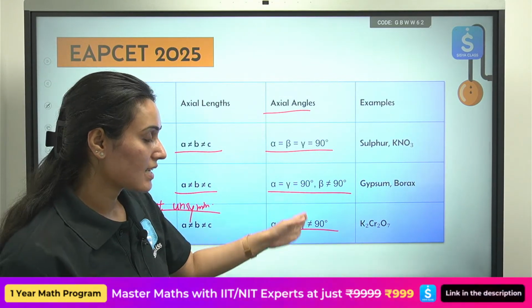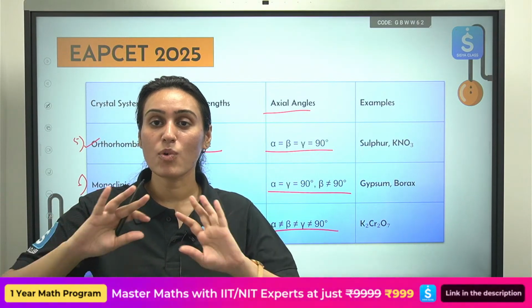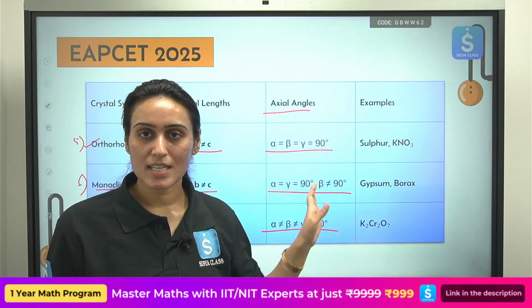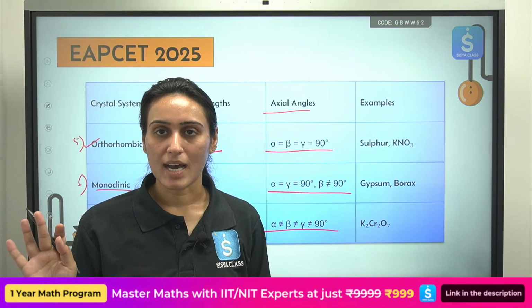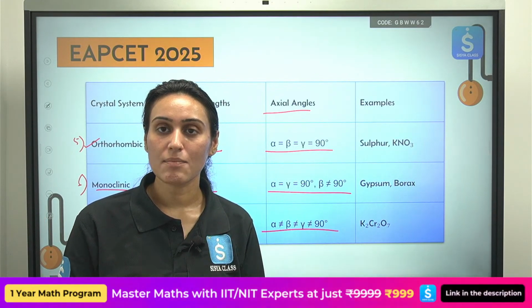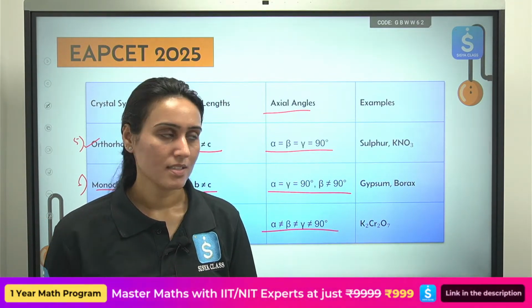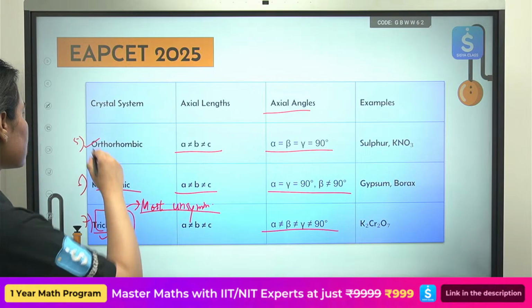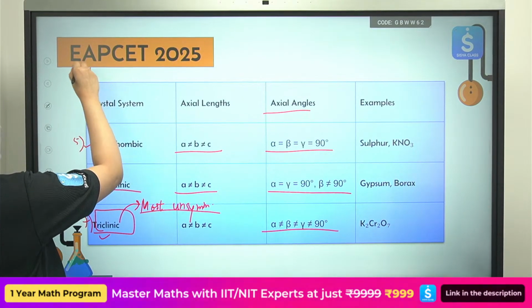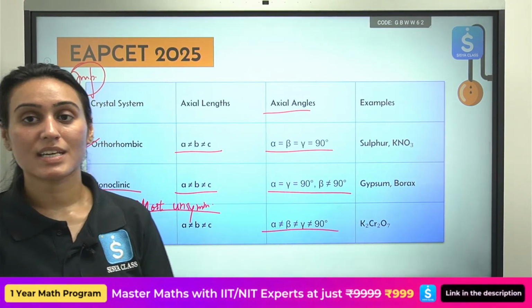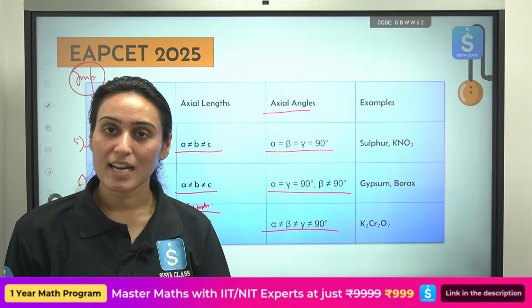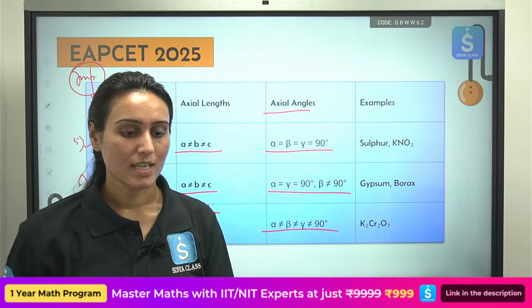Okay, so that is how you will remember it. Triclinic, most unsymmetrical, axial lengths, axial angles, none of them are equal. All of them are different. Okay, so this is all about 7 crystal system. Please take a screenshot of the table and please memorize it. Direct questions will be asked from here. Okay, see the next thing.